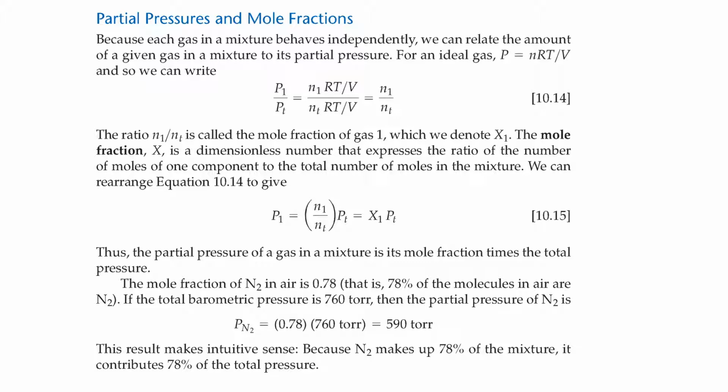The mole fraction of nitrogen in air is 0.78. That is, 78% of molecules in the air are nitrogen. If the total barometric pressure is 760 torr, then the partial pressure of nitrogen is 0.78 times 760, which is about 590 torr. This result makes intuitive sense because nitrogen makes up 78% of the mixture, so it contributes 78% of the total pressure.